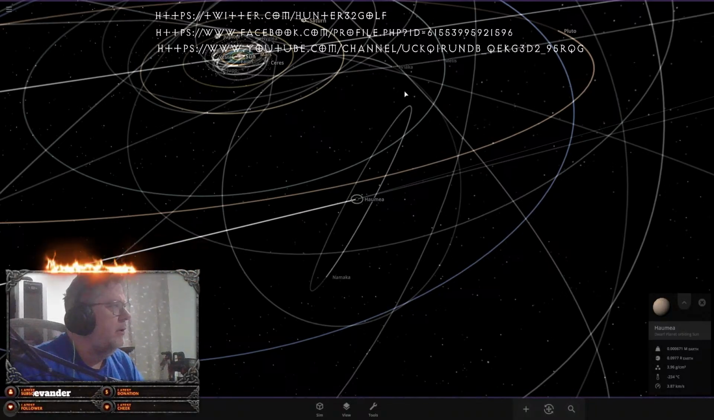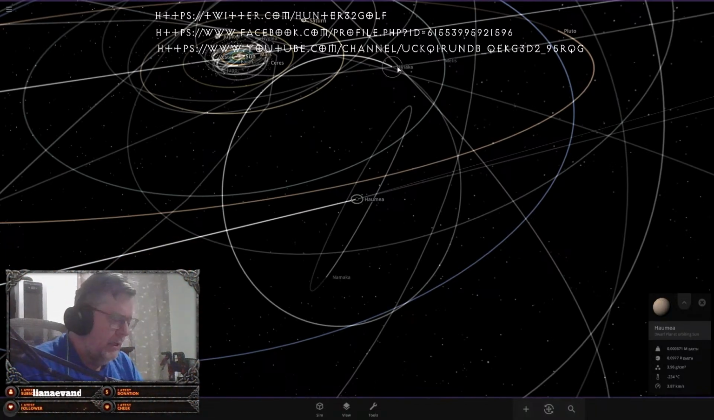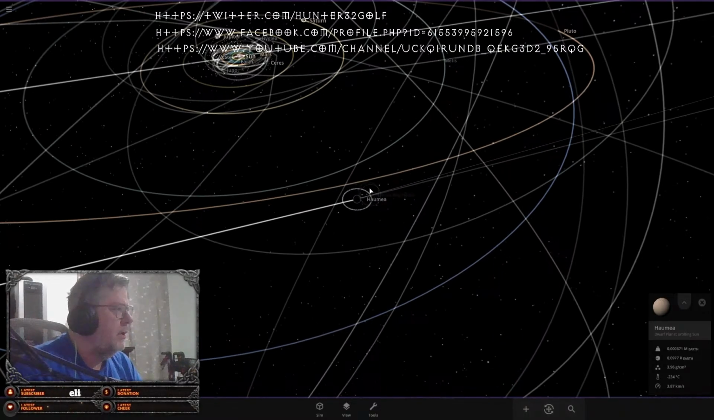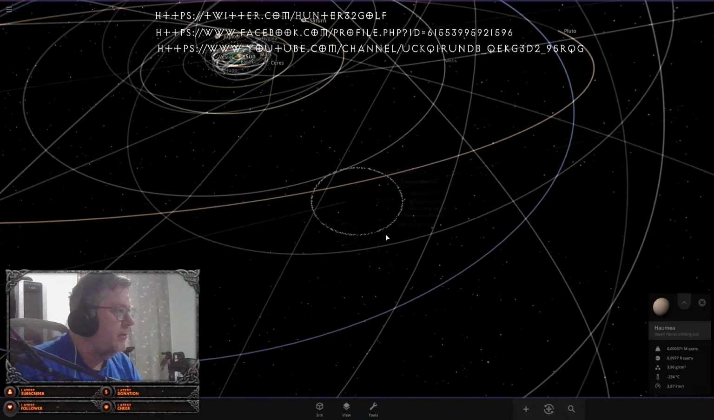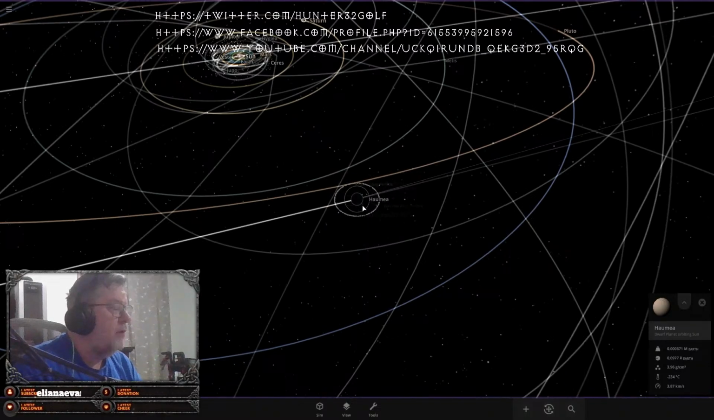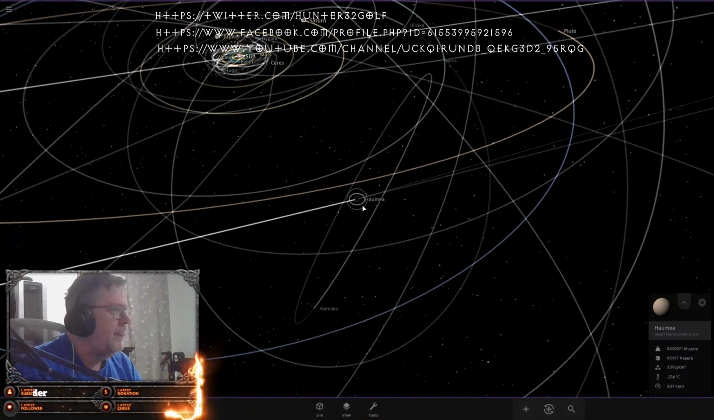There's Hi'iaka. How do you say that again? Hi'iaka. And then we have Namaka. 2 moons. But look, Haumea actually has rings. Right? That totally blows me away.